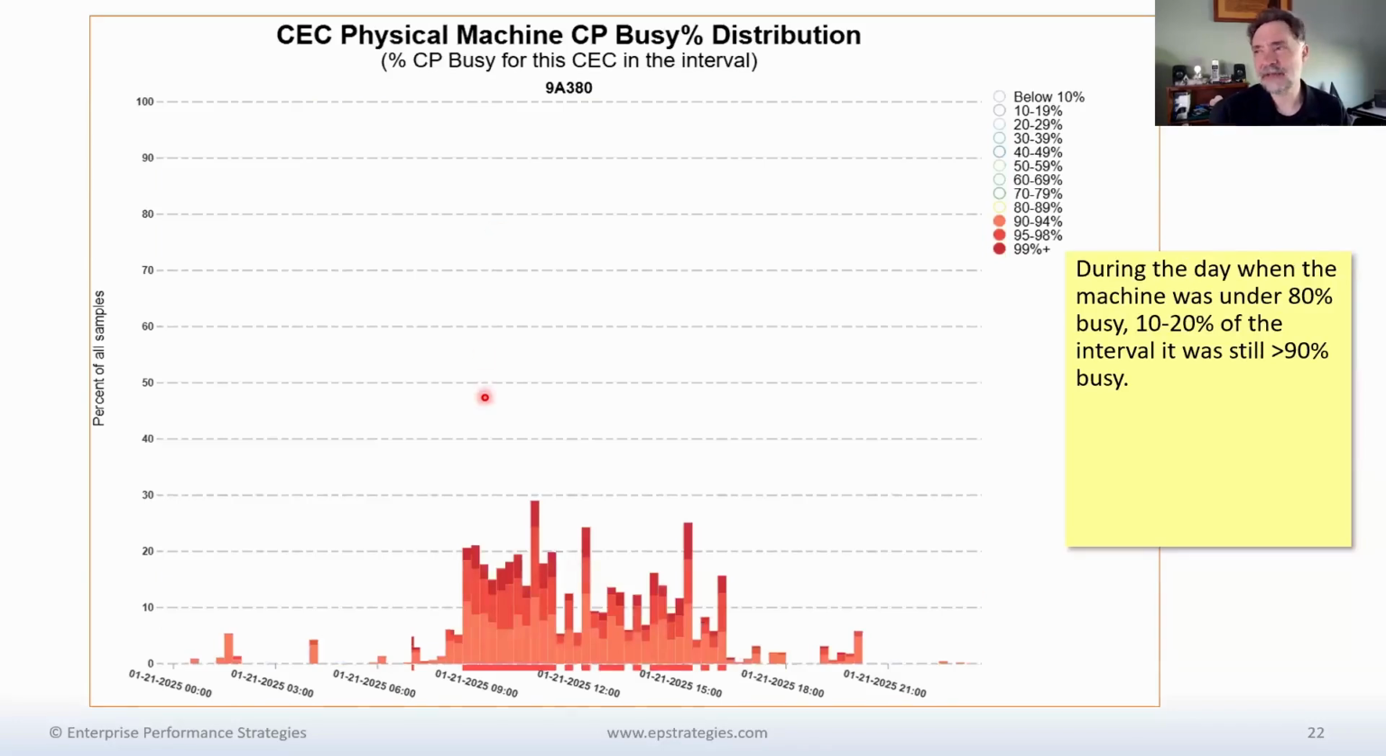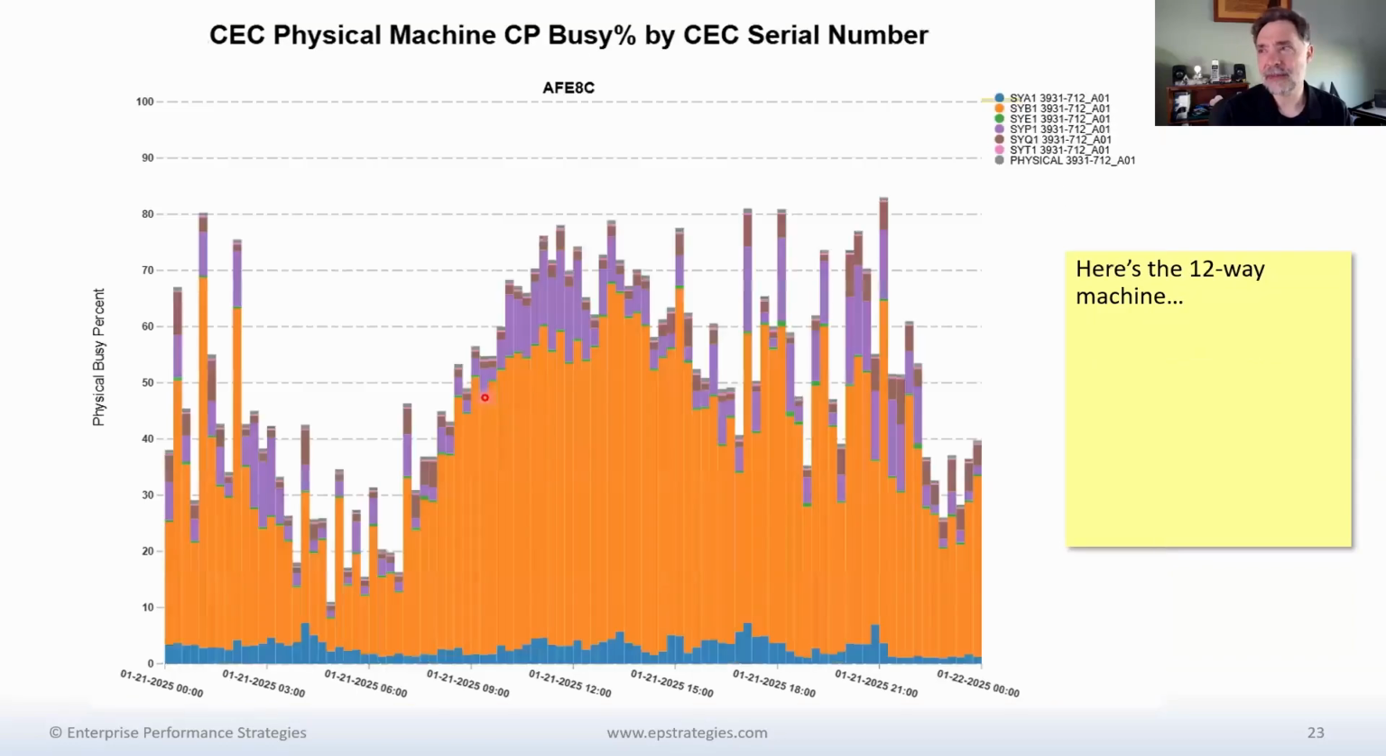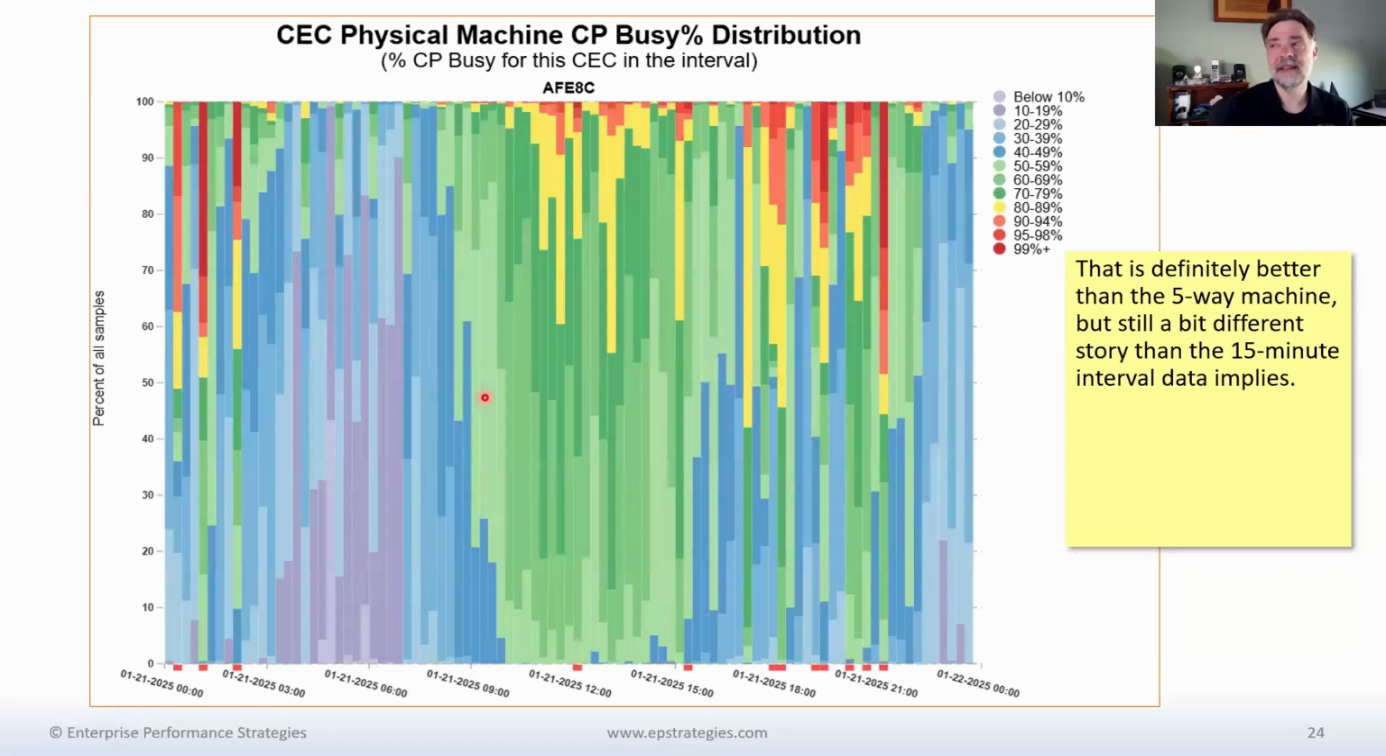So that's a completely different story, right? That you may think a little bit differently about. And here's that 12-way machine, just to finish these off. Again, this looks a lot better, but there's still some pretty big chunks of red in here at times, right?